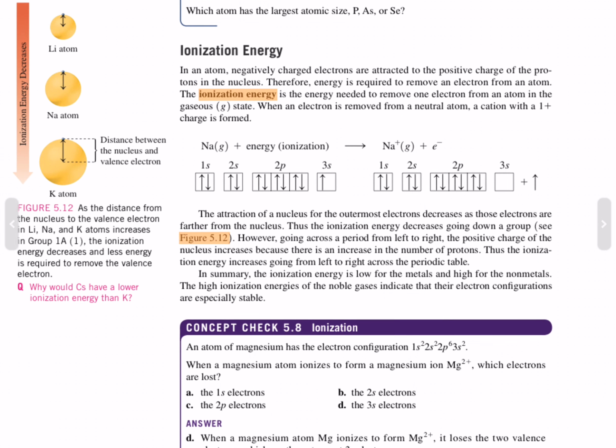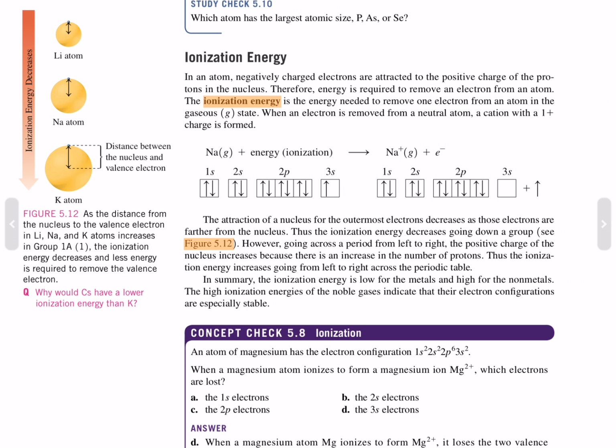Ionization energy. In an atom, negatively charged electrons are attracted to the positive charge of the protons in the nucleus. Therefore, energy is required to remove an electron from an atom. The ionization energy is the energy needed to remove one electron from an atom in the gaseous state. When an electron is removed from a neutral atom, a cation with a positive 1 charge is formed.